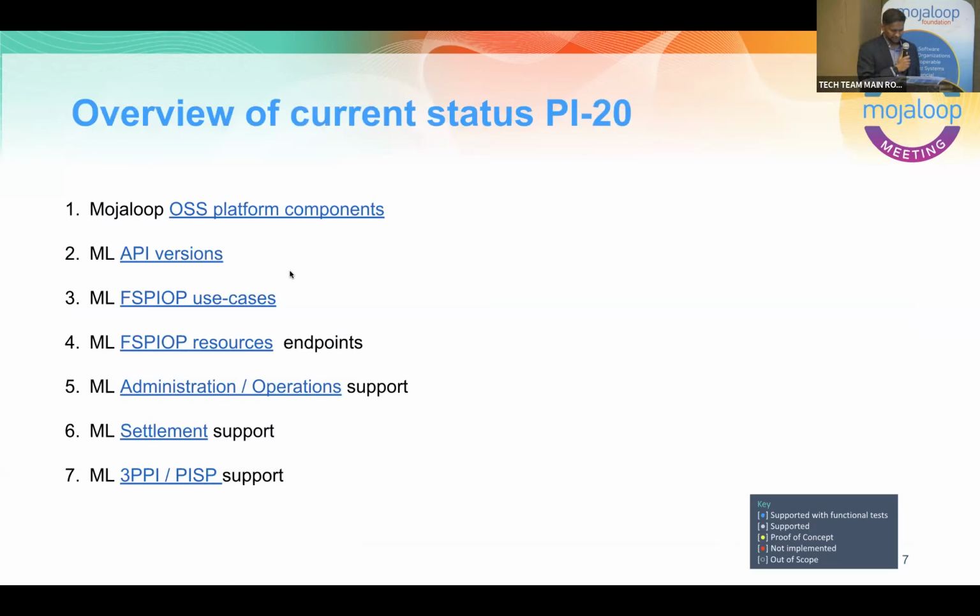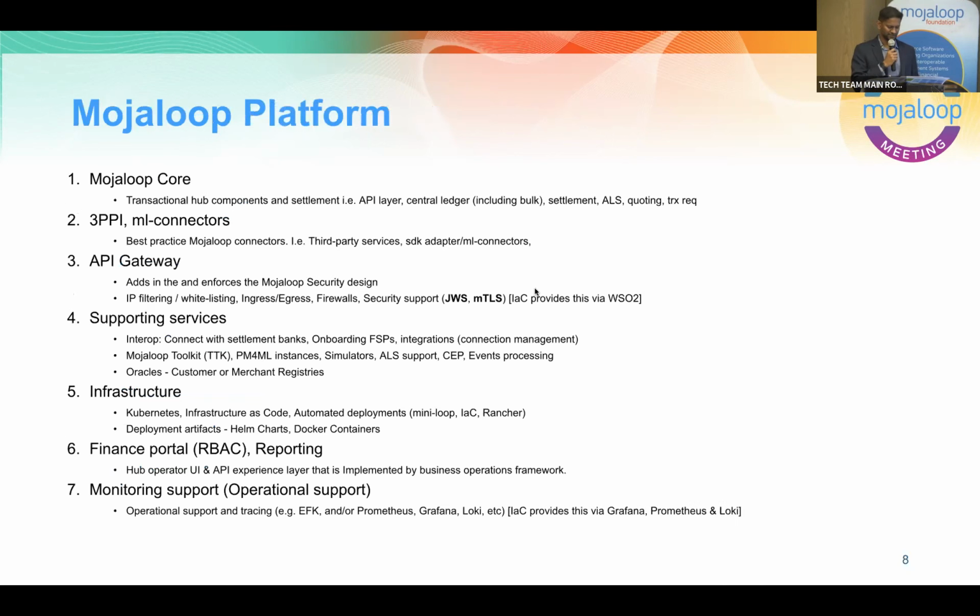So we look at the OSS platform components. When we talk about Mojaloop, I wanted to tie this into the initial question. When you hear about Mojaloop platform, what does it mean? What are the Mojaloop API versions that are current? What are the use cases that are supported? And corresponding to that, what are the resources? What is the backend functionality that's supported? What are the settlement models and how does the functionality look on that side? And the third-party initiation support as well. Does Mojaloop support that?